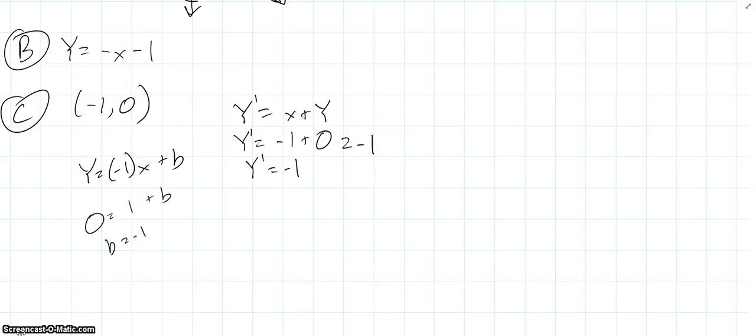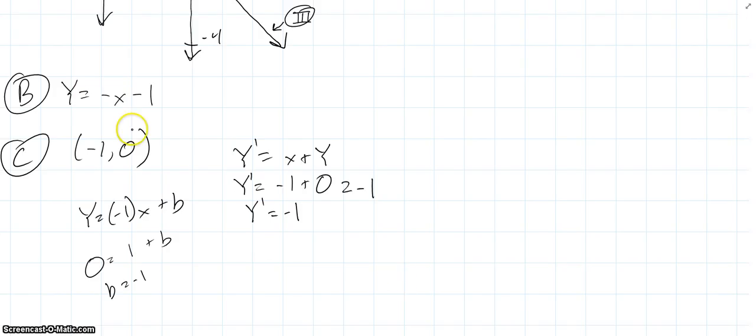Alright, so the answer is that the equation is y equals negative x minus 1, and that we can prove it using the slope, or the equation that's used to generate the slope field.